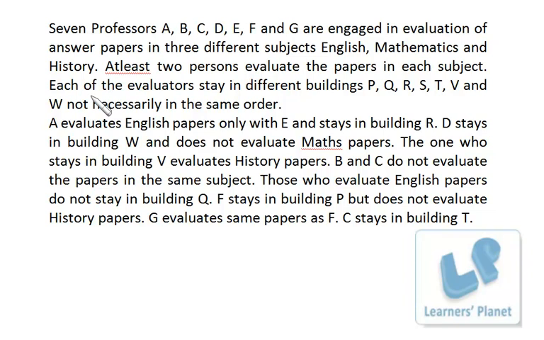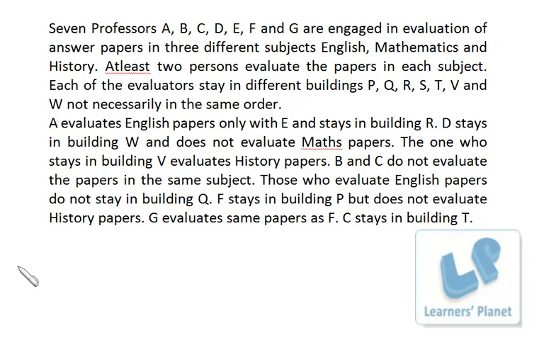So 7 professors, A, B, C, D, E, F and G are engaged. Now I suggest you pause the session, read the question, read the information and try to do it on your own, and then see the solution. 7 professors, A, B, C, D, E, F and G are engaged in evaluation of answer papers in 3 different subjects: English, Maths, History. At least 2 persons evaluate the paper in each subject, and each of the evaluators stay in different buildings: P, Q, R, S, T, V, N, W, not necessarily in the same order.